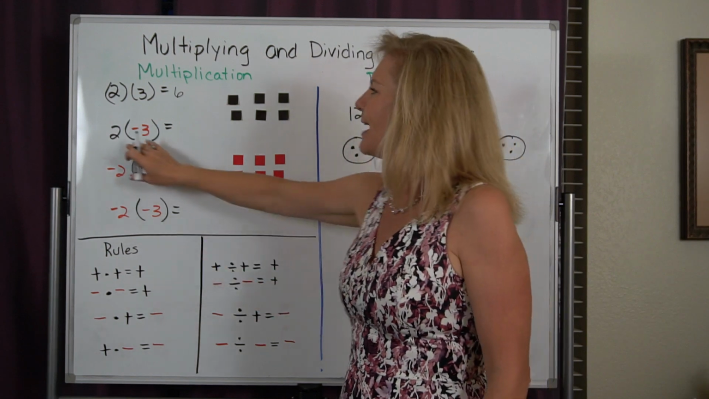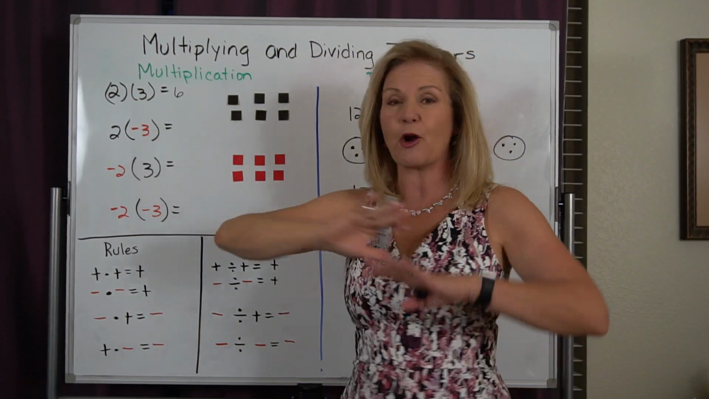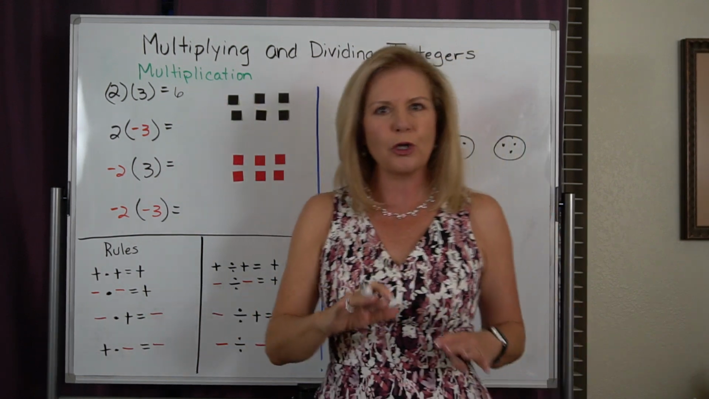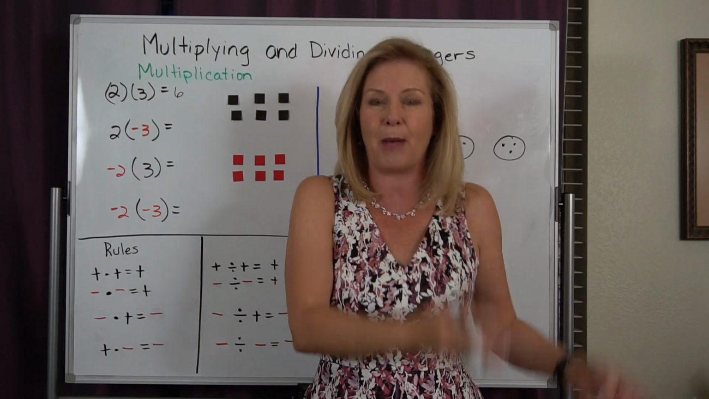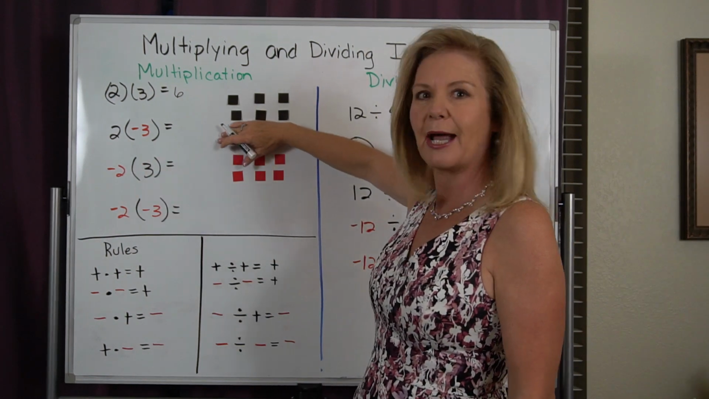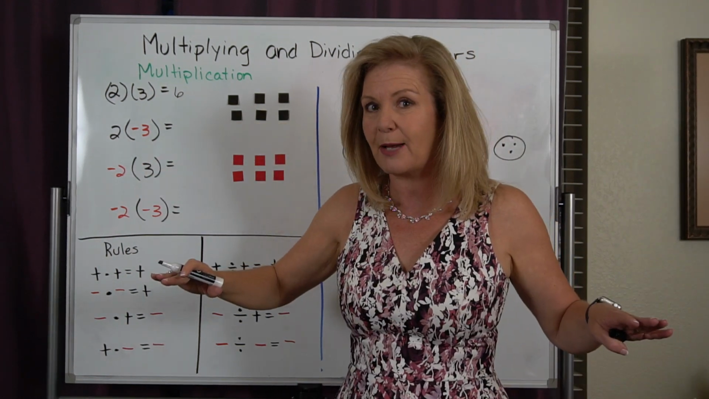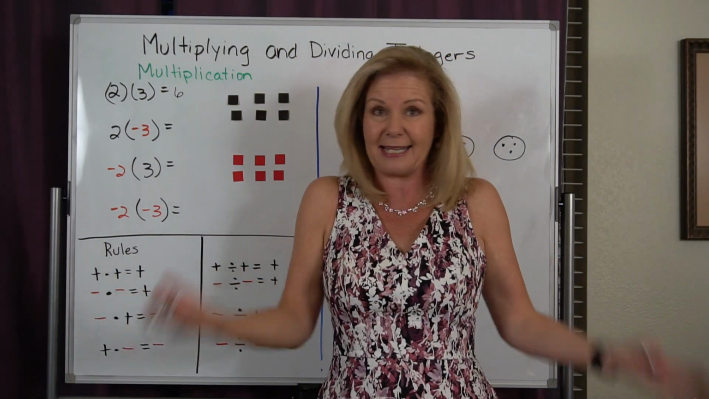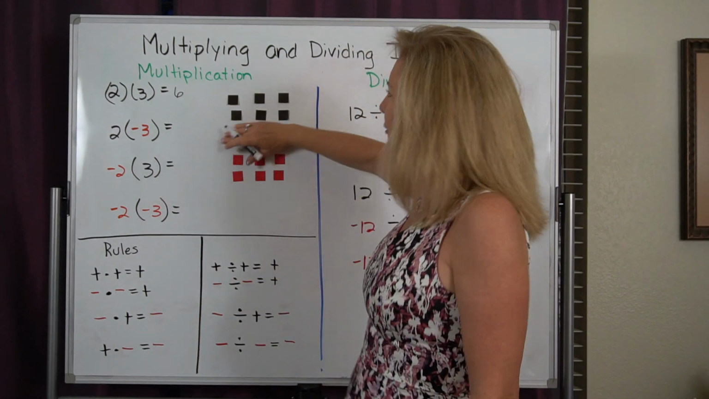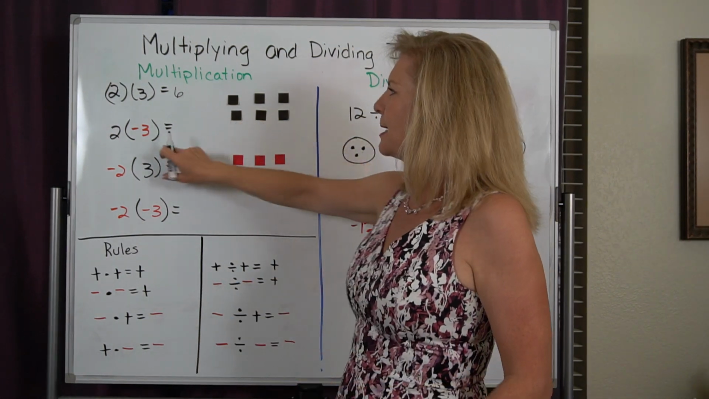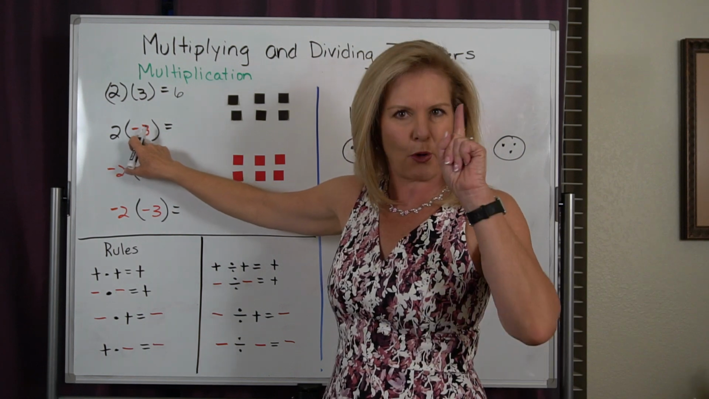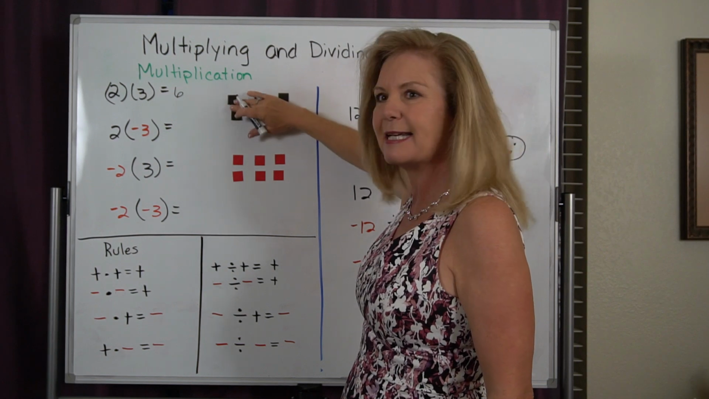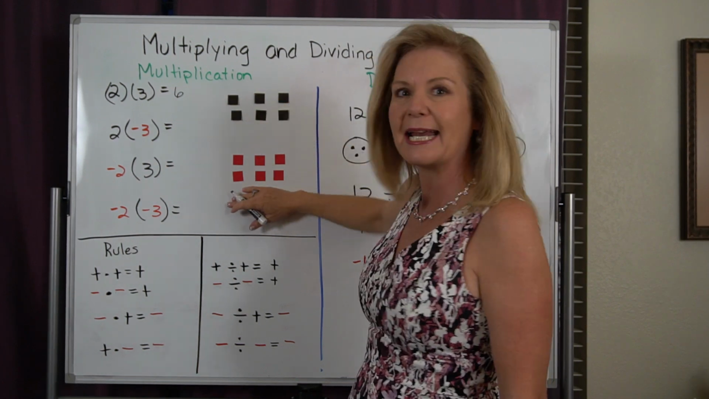However, if I have 2 times negative 3, my arrays stay the same. I still have 2 groups of 3. And the world of integers always starts with the positive numbers. So I always build my array with positive numbers because the negatives are simply the opposite of the positives. We had to have the positives first. So here I have my array of 2 times 3, but I need to take the opposite once, which means I'm going to flip these positives one time to get my negatives.